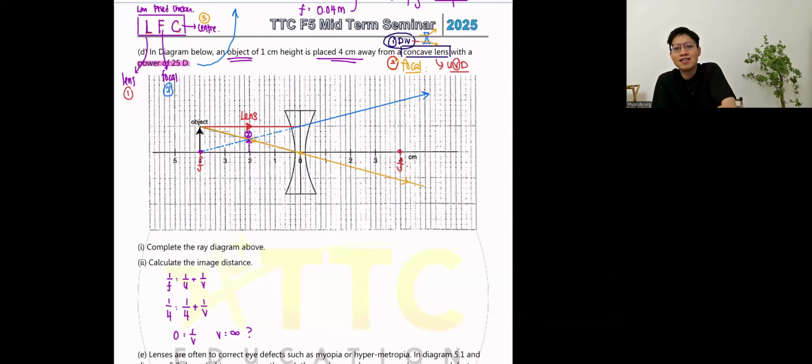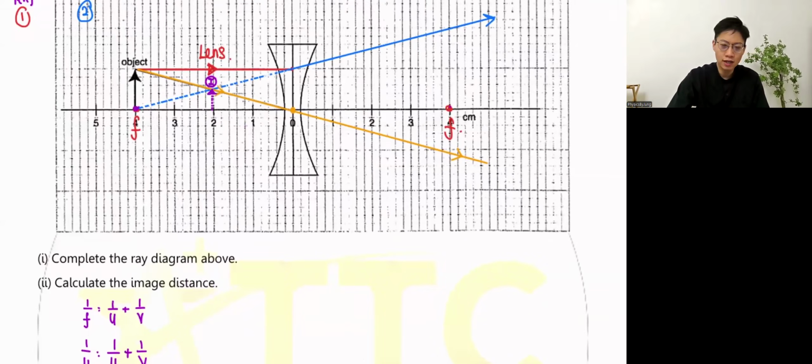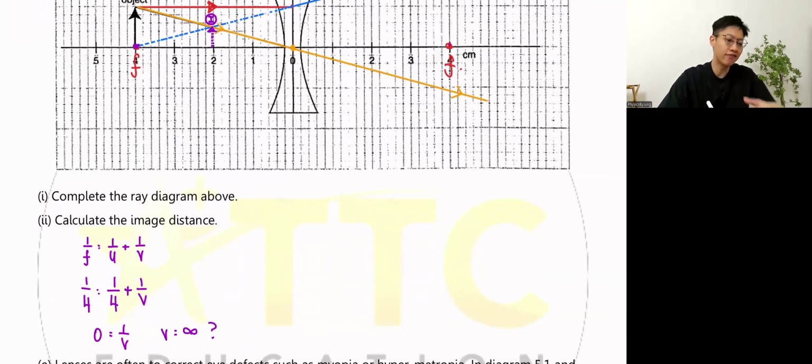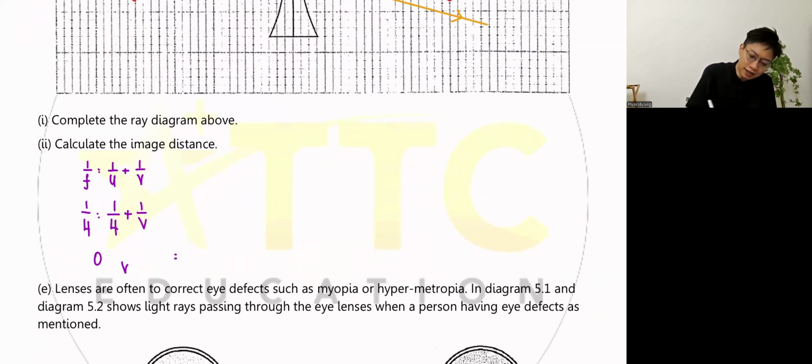Very good, guys. Okay. Now, it's a very typical trick. It's a very, very common mistake. Okay, guys, what's the mistake here?